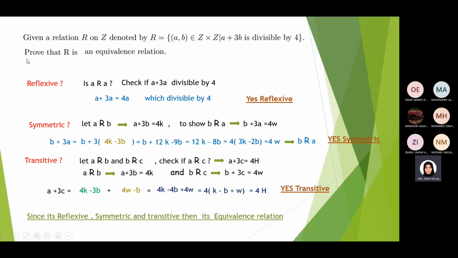It's very important to read the question carefully. If it says to prove it is an equivalence relation, you should work on showing that reflexive is true, symmetric is true, and transitive is true. Do you have any questions?